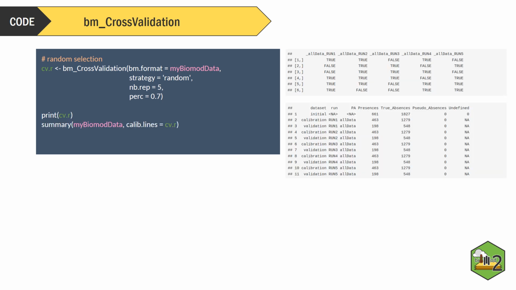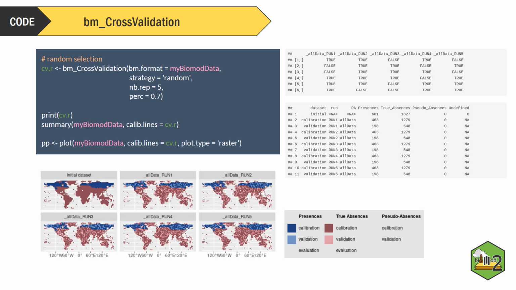The output of this function is a data frame with as many lines as observations, either presences or absences, and one column for each set, specifying whether or not the observation is taken into account for the calibration, the rest being kept for validation. You can also use again the summary function applied to your formatted data object, but providing in addition your cross-validation selection. In the same way as before, you can plot your formatted data together with your cross-validation selection. Note here that I switched the plot type parameter from points to raster, as I have many points to render.